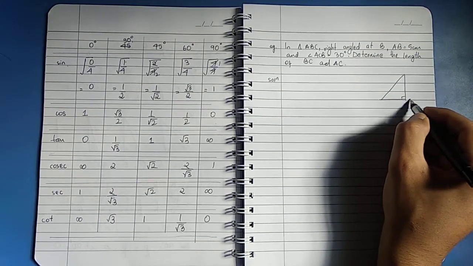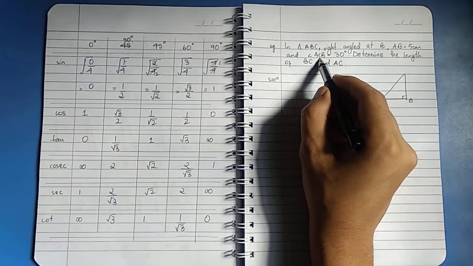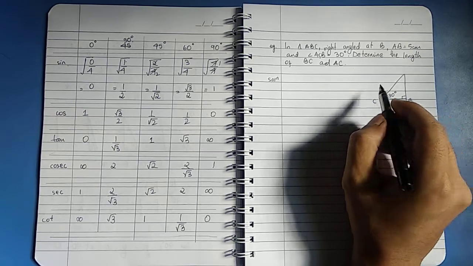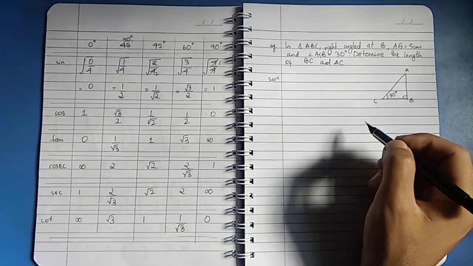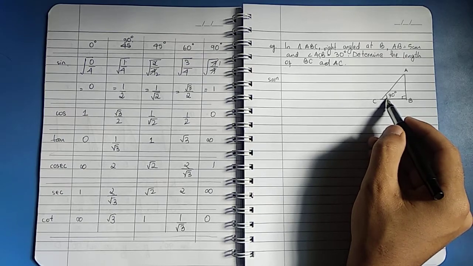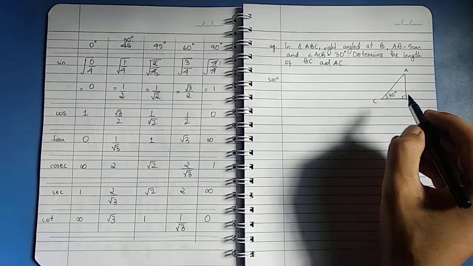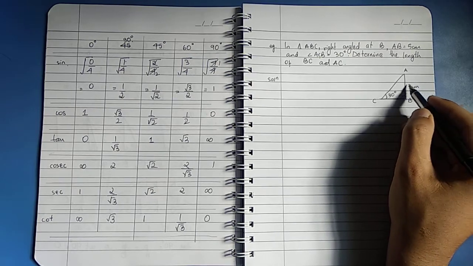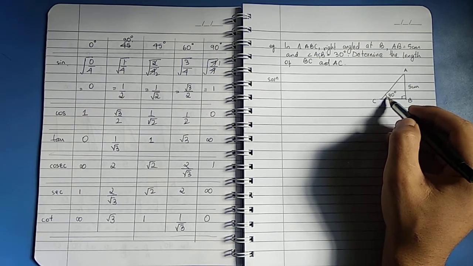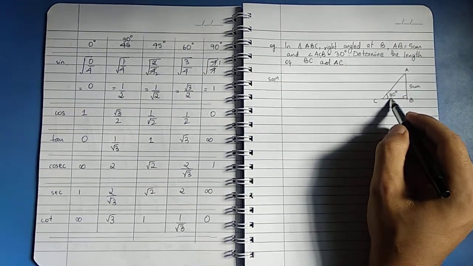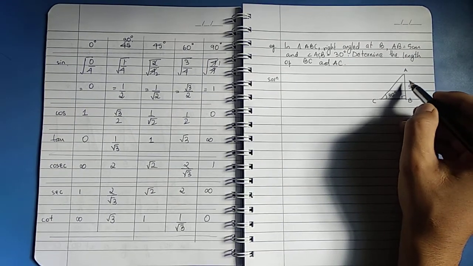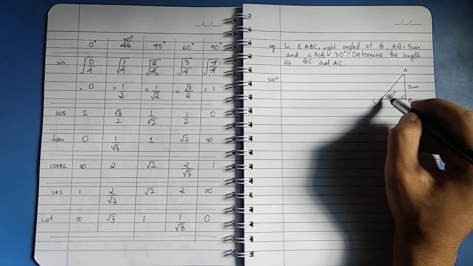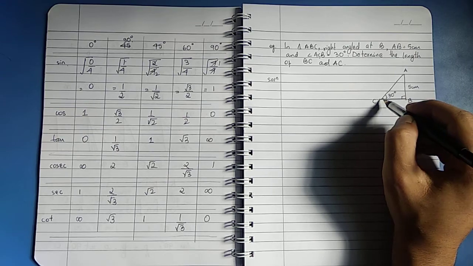Right angled at B, C is our base angle, so let's take this as C, 30 degree, and this becomes our A. What is given is C as 30 degree and AB as 5 centimeter. So what we have over here is the perpendicular and the angle. If we have to find BC, that is the base, we'll need a trigonometric ratio that deals with perpendicular and base. Because we have perpendicular and the angle, we'll be able to find the base.